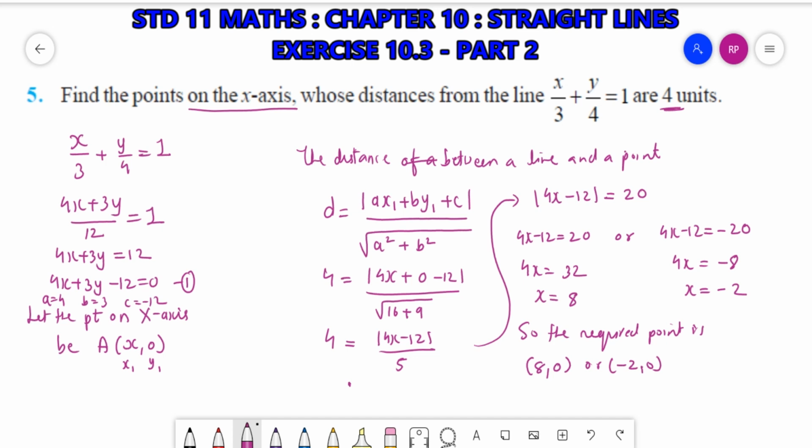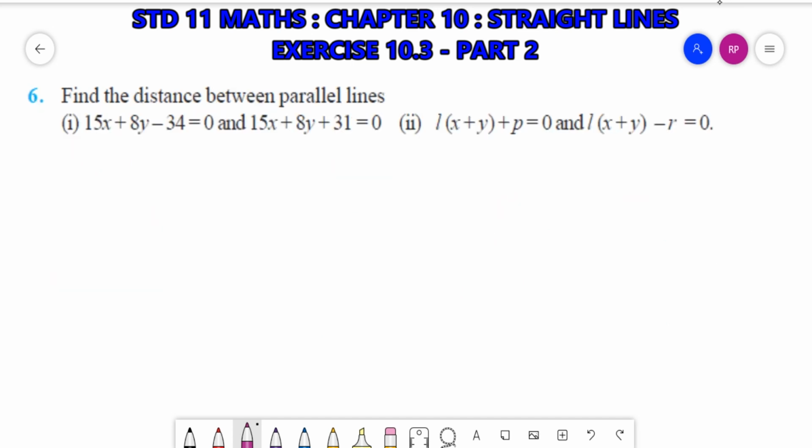Now let's see the next question. Find the distance between parallel lines. So now see, first, if I take L1 as A1x + B1y + C1 = 0, and L2 as A1x + B1y + C2 = 0. Clear? Then I can say that L1 is parallel to L2, meaning the coefficients of x and y must be the same.